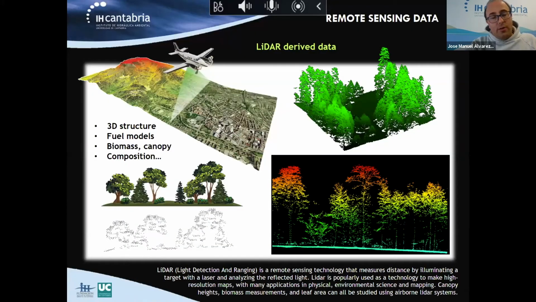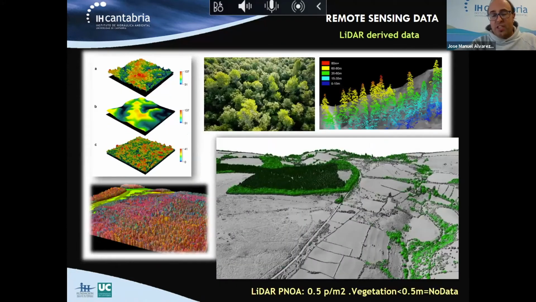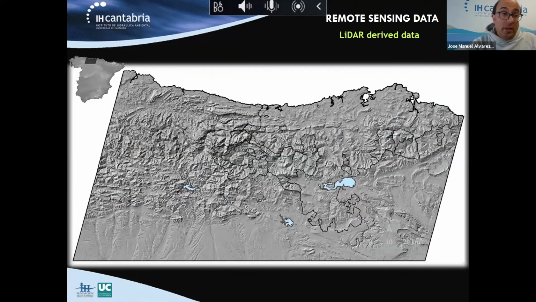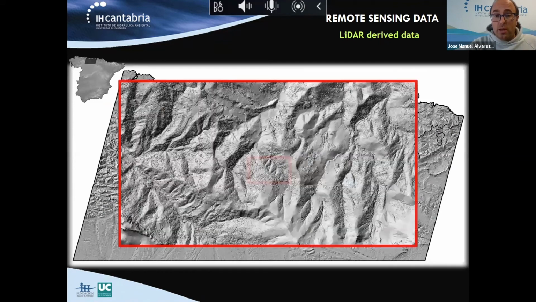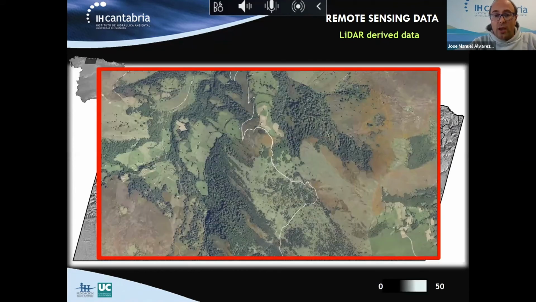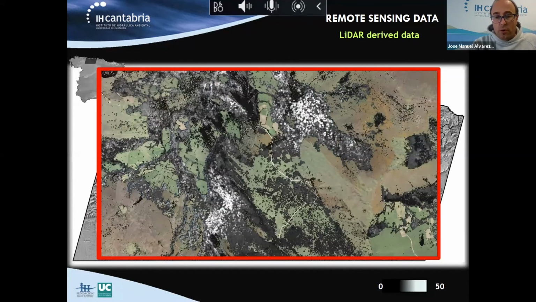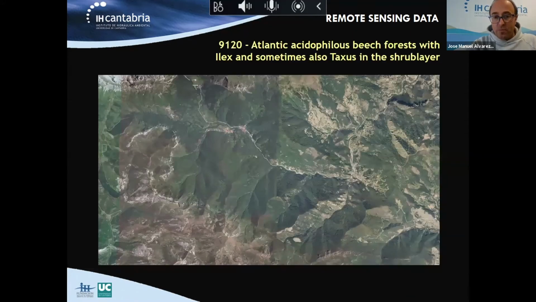And of course, you have LiDAR. In Spain, we have the whole country covered by LiDAR. It's extremely useful for getting information on the vertical structure of vegetation and the understory, depending on the density of the LiDAR data. But we can do amazing things like this. Here we have forest patches with different heights, different ages, and different diameters of individuals. With LiDAR, we can not only map the forest, but also map different structures that allow us to identify habitat types and conservation status.